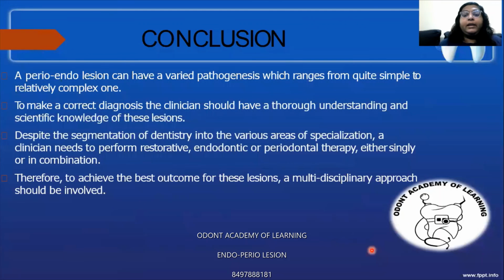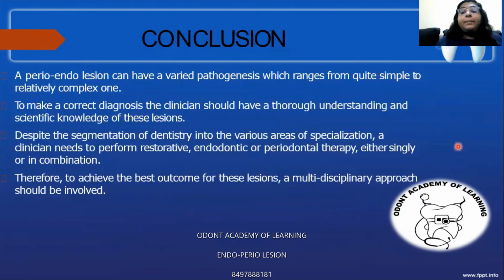Okay, right. So in conclusion, I would say that a perio-endo lesion can have varied pathogenesis, which ranges from simple to relatively complex. To make the correct diagnosis, the clinician should have a thorough understanding and scientific knowledge of these lesions. So despite the segmentation of dentistry into various specializations, clinicians will have to perform restorative, endo, and perio procedures, and it could also be combined.